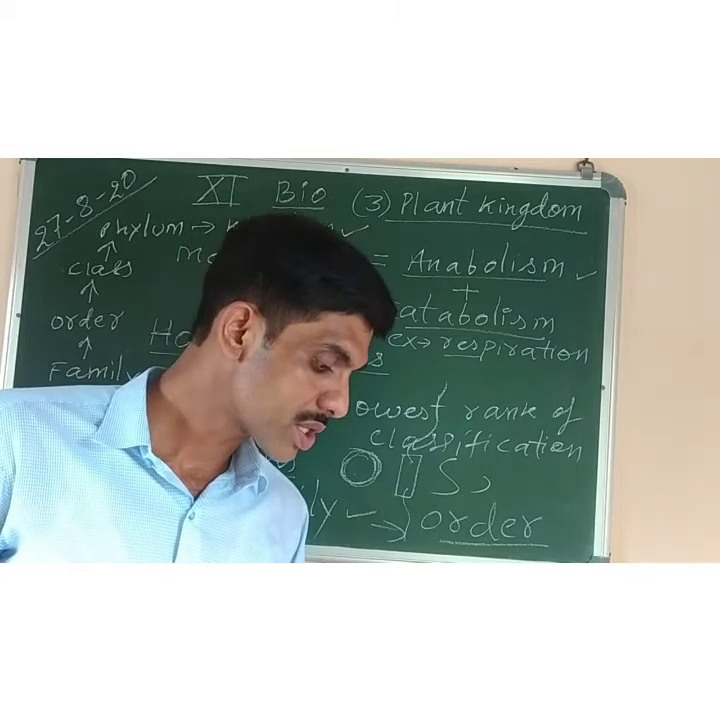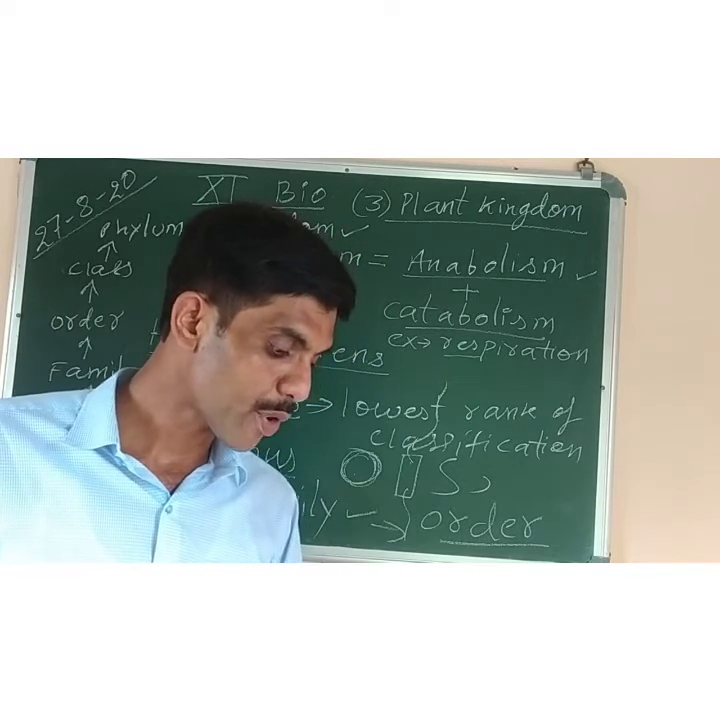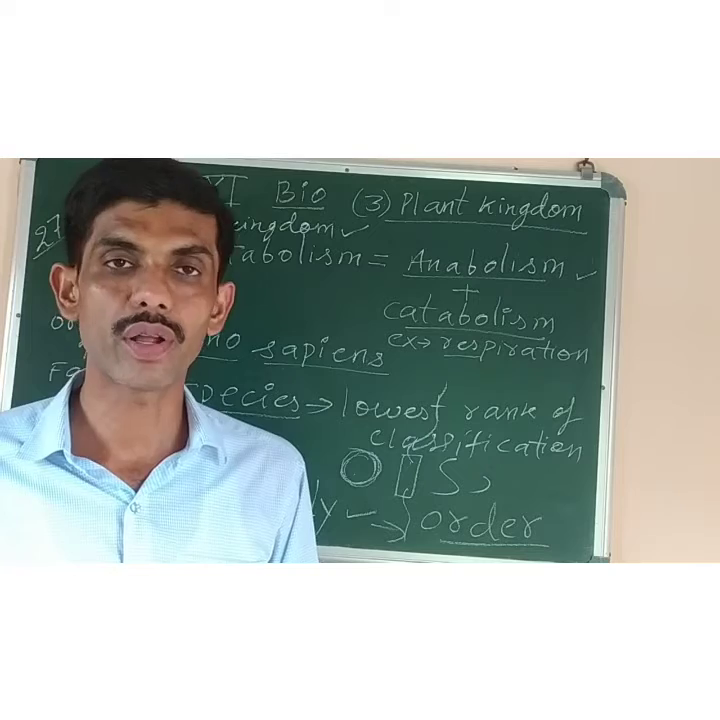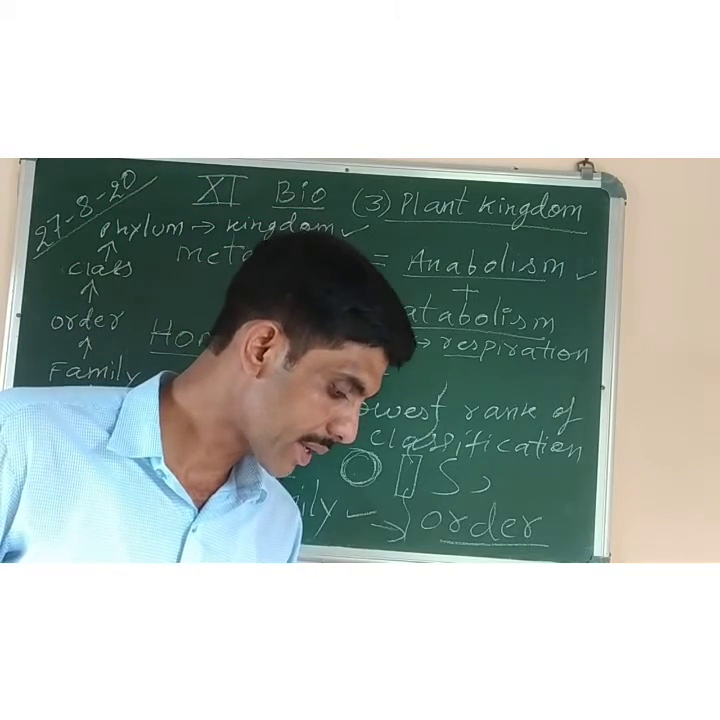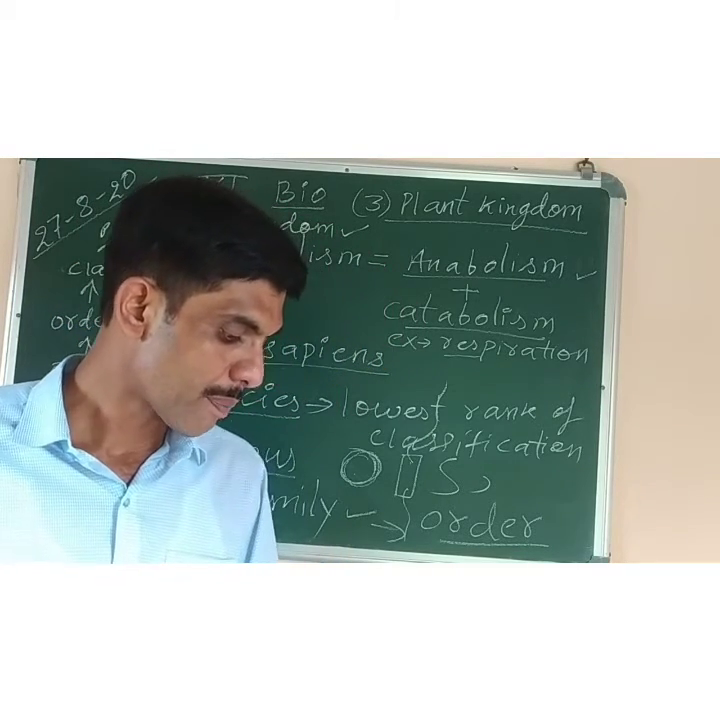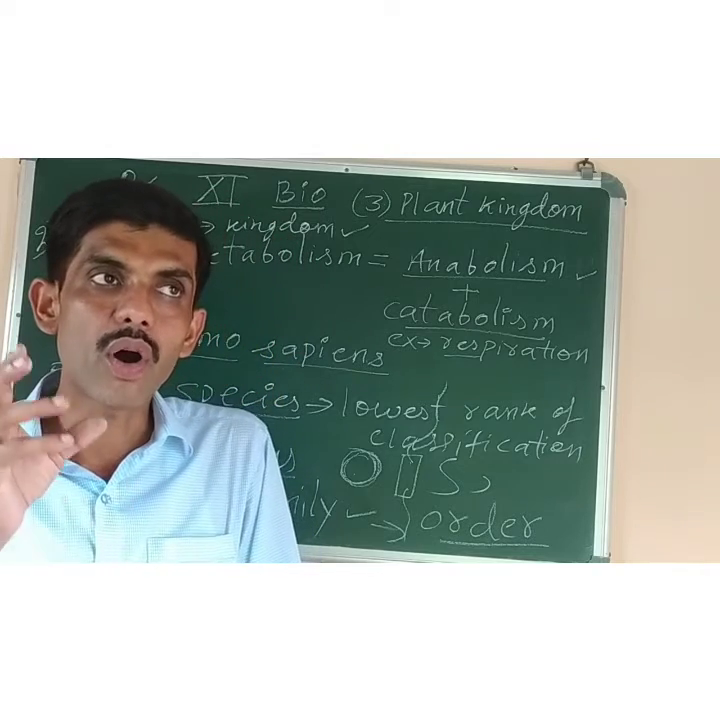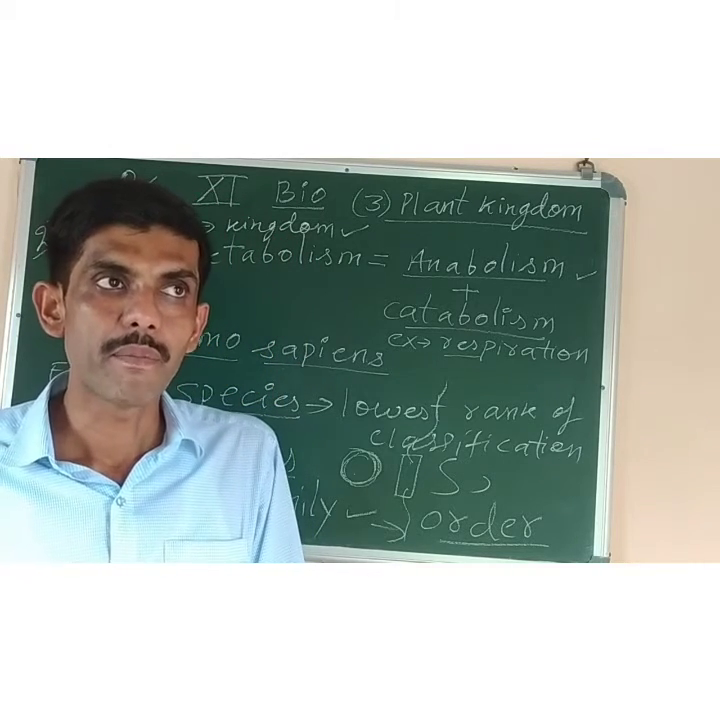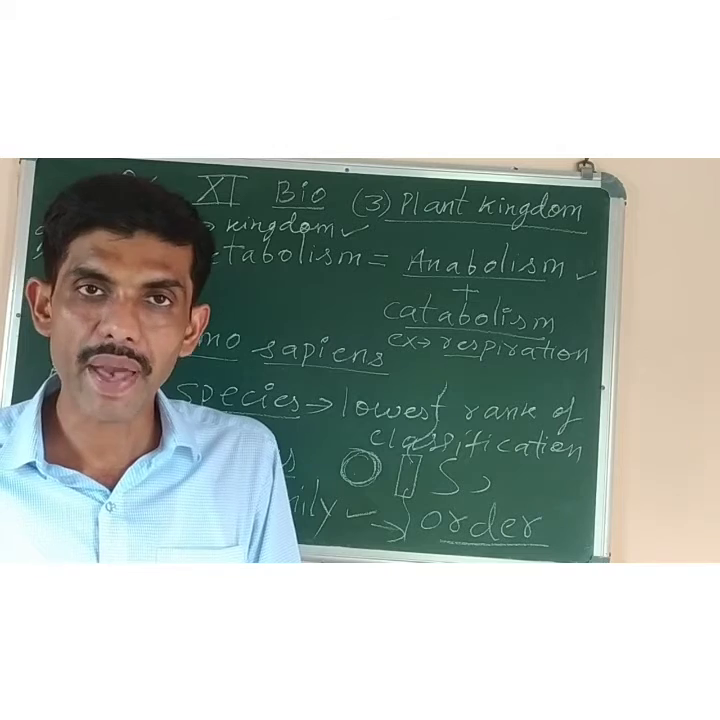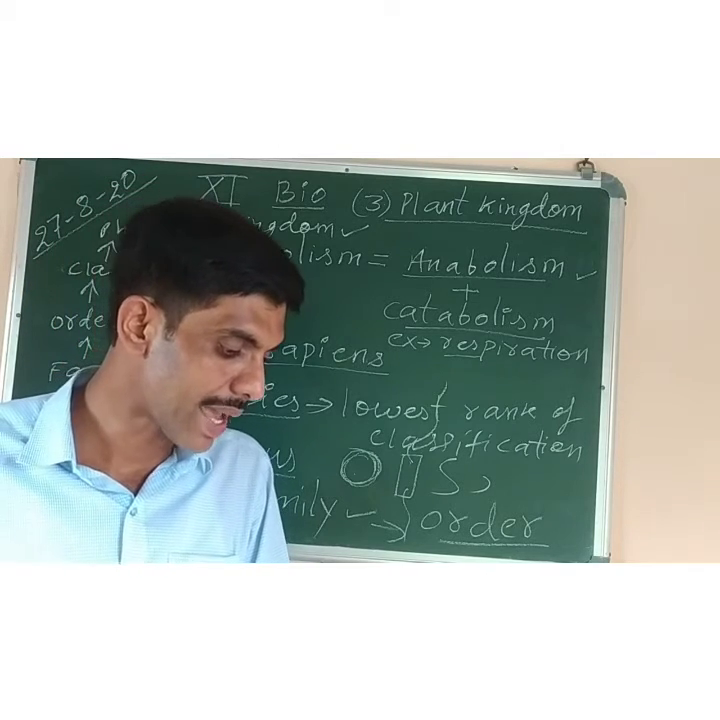Then comes slime molds. Like slime molds are saprophytic. Saprophytic means they will feed on the dead and decaying organic matter. Example you can give a plasmodium. Plasmodium is the organism which causes malaria. So that is a malarial parasite and it is under slime molds.